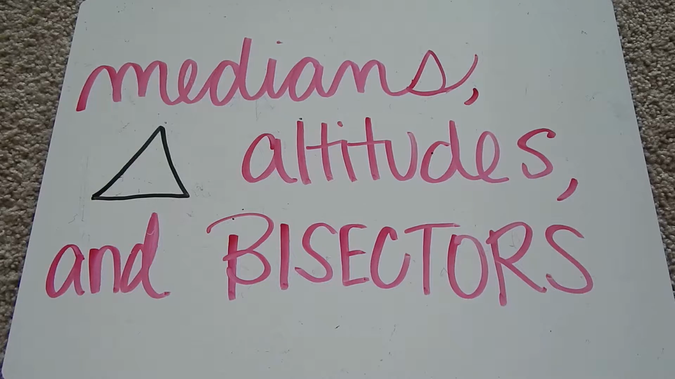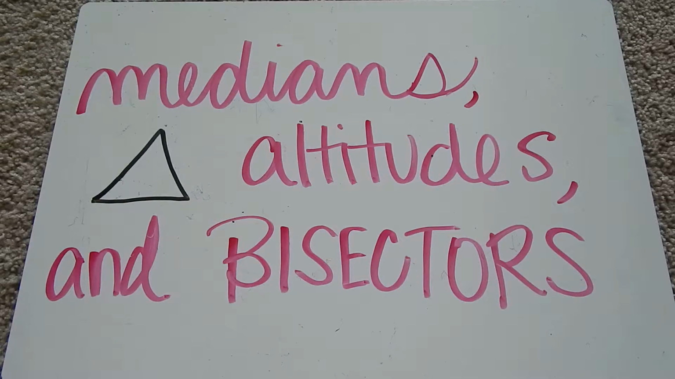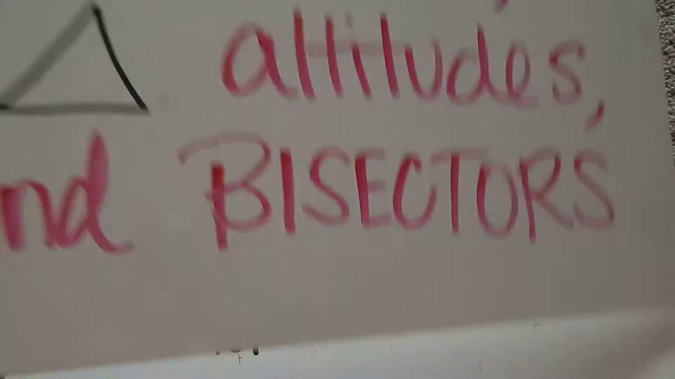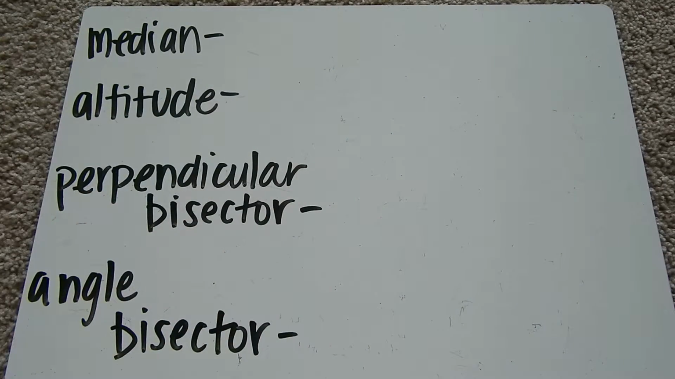Today's lesson is over medians, altitudes, and bisectors of a triangle. So we're first going to define what these are. I'm just going to use pictures because I think that's easiest.